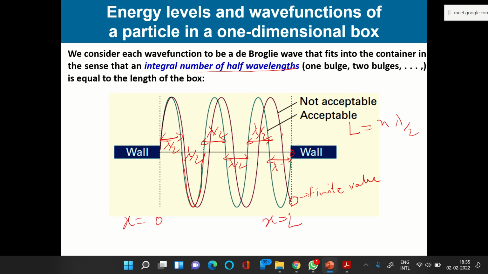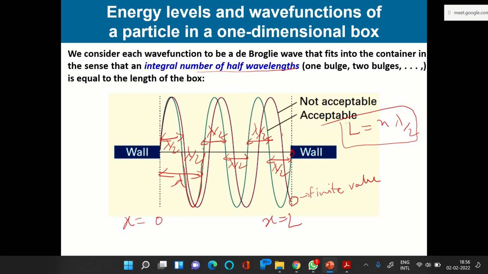So it has to be an integer multiple of half wave, half of the wave, this is lambda. So if it is lambda by 2, then a multiple of lambda by 2 satisfies these conditions. L is n lambda by 2, then it is happy.